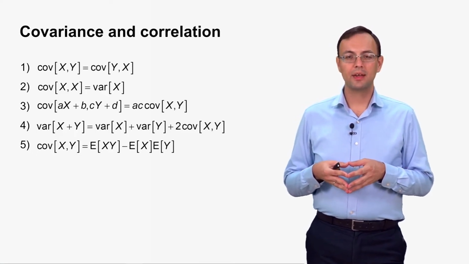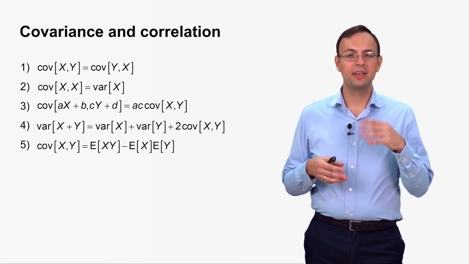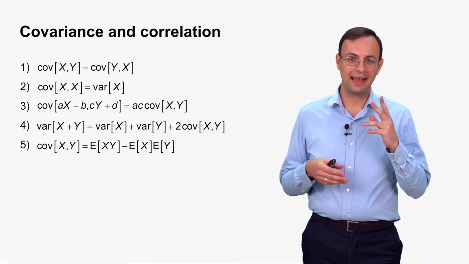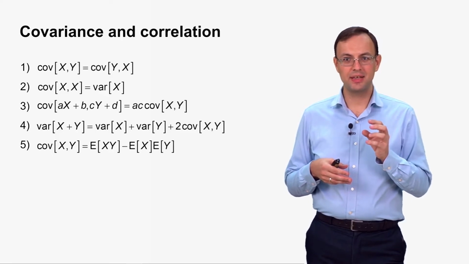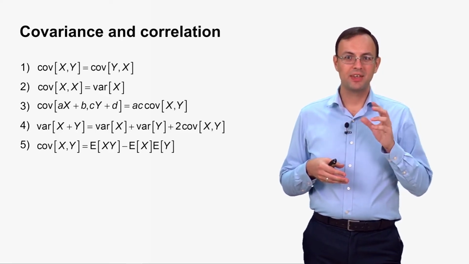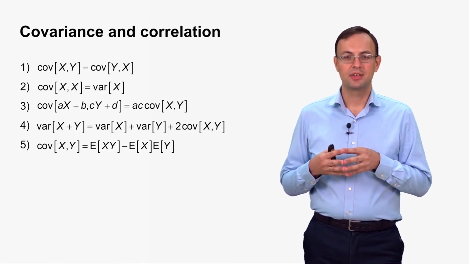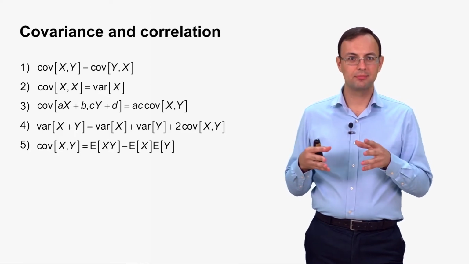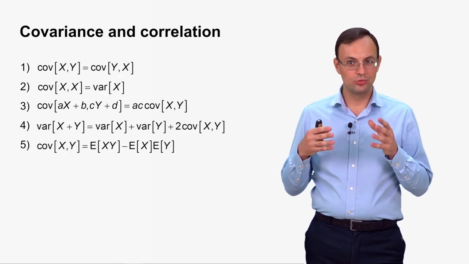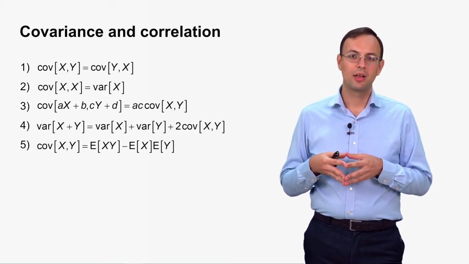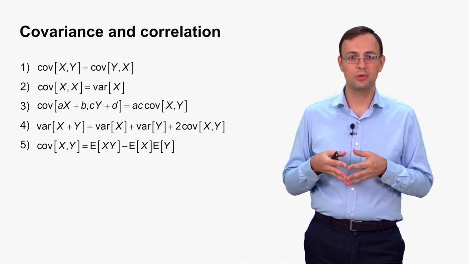Then covariance of linear functions of x and y. Covariance of ax plus b and cy plus d is equal to ac times covariance of x and y. So these b and d, non-random numbers added to our random variables, do not affect the covariance. Only non-random coefficients affect the covariance.